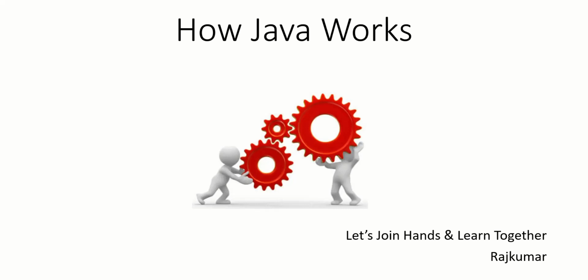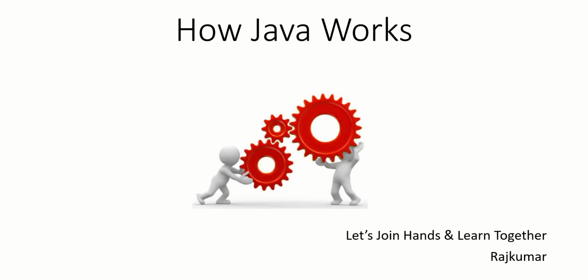In this video we are going to discuss how Java works. We all know the heart of Java is the JVM, the Java Virtual Machine. That is what helps us execute the program. In this video, we are going to learn what exactly happens behind the scenes when we execute a program. As I already said, JVM is the Java Virtual Machine.